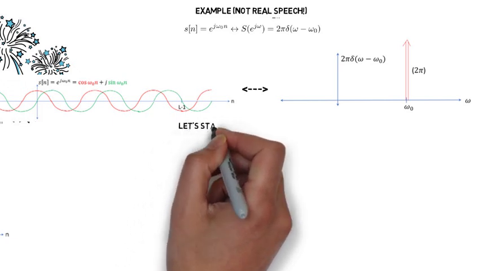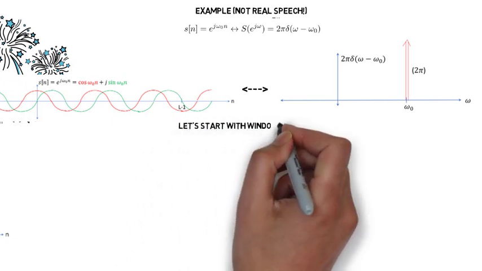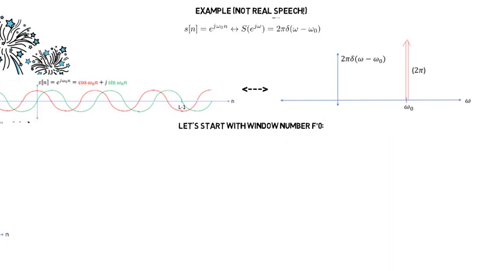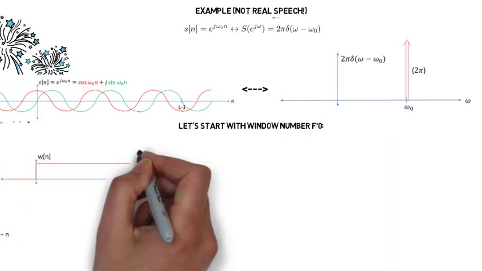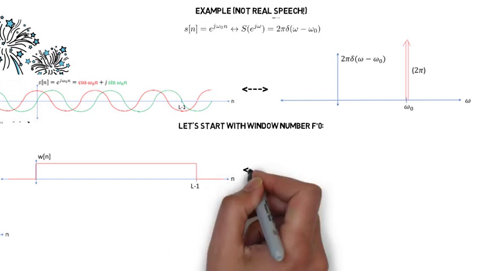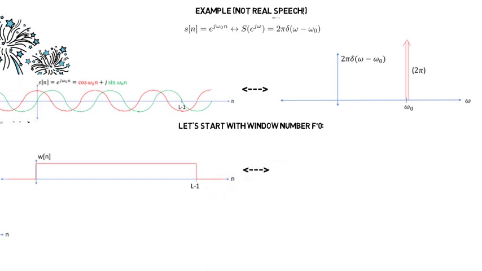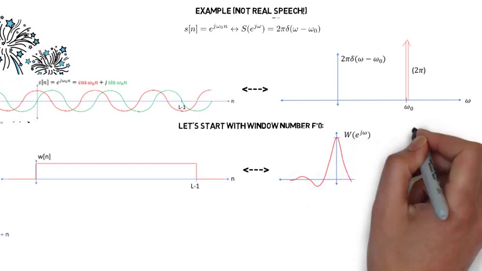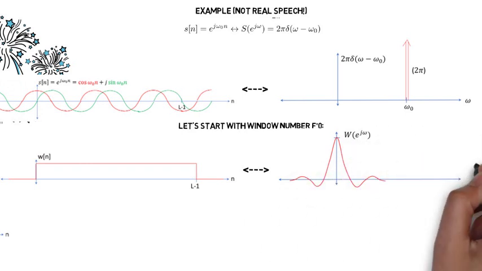Let's start with window number 0, so we don't have to worry about the time shift. So I take a window which is capital L samples long, and the Fourier transform of that window, if it's a rectangle function in the time domain, is a digital sinc function that looks something like this. In fact, almost any window spectrum we use will look kind of like this in the frequency domain, with some differences in the frequency at which it crosses 0 and the height of the peak and so on.